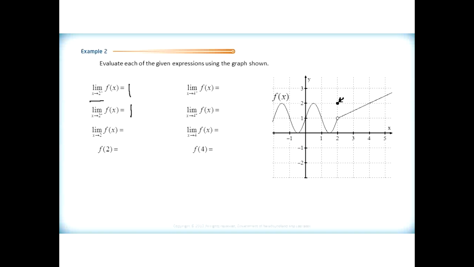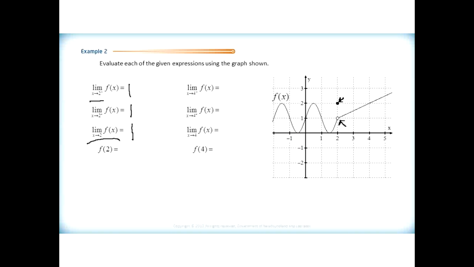So it asks us what's the limit overall as x approaches 2. Wait a minute, there's a hole in the graph over here. Does that mean we can't have a limit? Absolutely not. As long as we're coming from the left and the right and approaching the same value, that limit does indeed exist, and it's equal to 1.